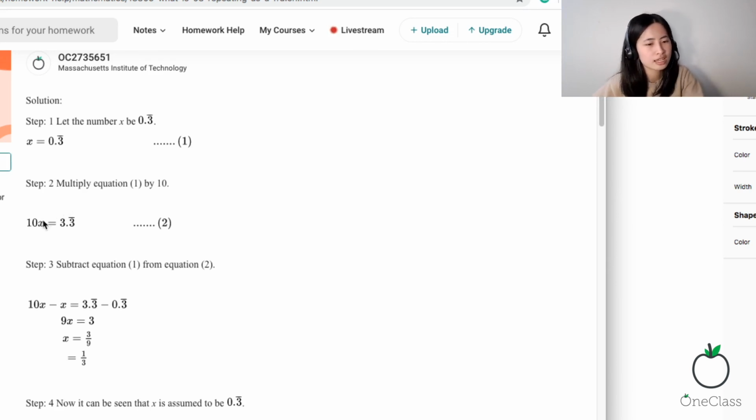So you have 10x equal to 3.3 repeating, and on the other hand, you subtract x. Why are you subtracting x, 0.3? Because you want to get rid of that repeating number, which is this 3 over here. Can you guys see this? As a result, you get 3, which is a whole number, and then you divide that by 9, so you get 1 over 3, which is exactly what I have, and it's right.